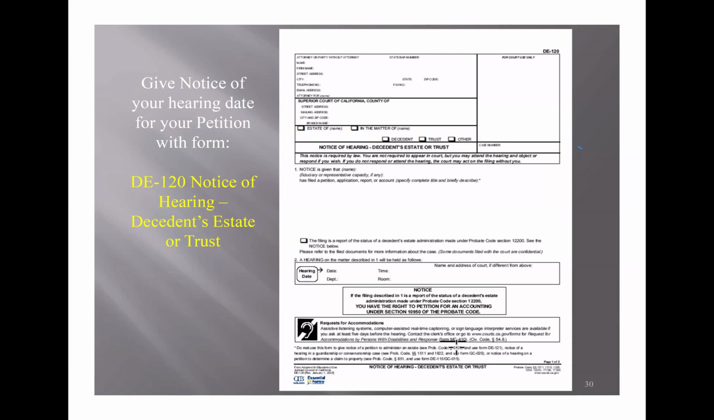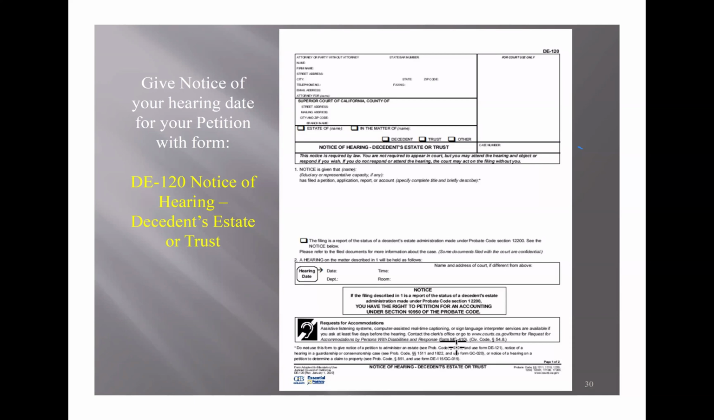Okay, so we know the heading will be just like we have discussed before. Then under number 1, notice is given that, and then where it says name, you put the name of all the people who are inheriting, has filed a petition, etc., and then describe it as a petition to determine succession to residence. And you're going to leave the hearing date blank. You could fill in the department, just because there's only one in Kern County, which is J1. Okay.